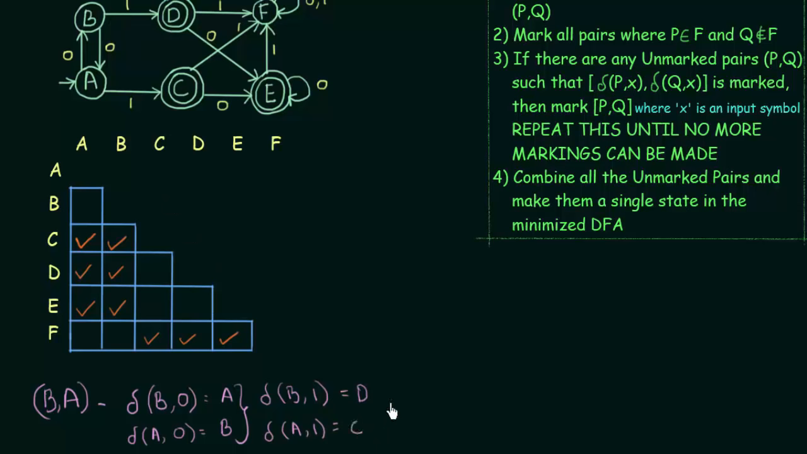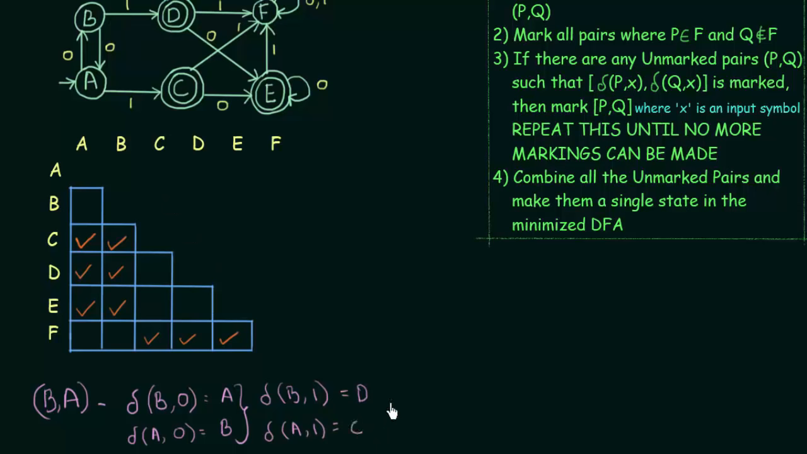CDE, this is a combined state. And also in the original DFA, C, D, and E were final states. So here this state will be a final state or accepting state. And then the remaining one is F. F is the remaining state that we have. Let it be over here.